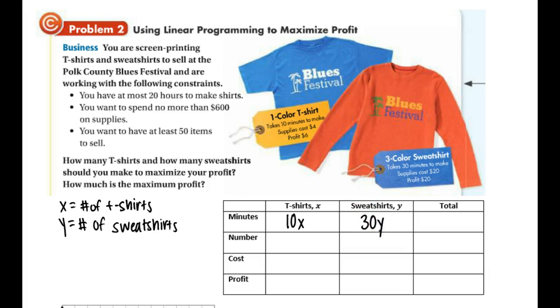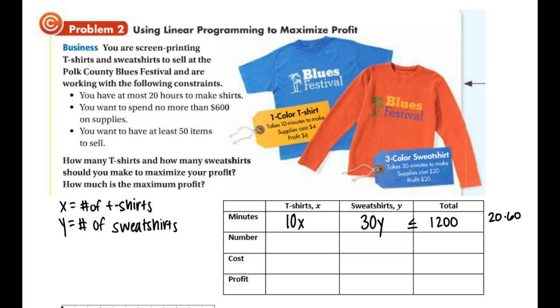And our first constraint said we have at most 20 hours. Hopefully you're realizing that the units are different, minutes versus hours. So in order to make the total into minutes, we just need to multiply 20 times 60, and that gives us 1,200 minutes. So here is our first row complete, and the symbol that we want to use is going to be less than or equal to, because we do not want to go over the 20 hours, also known as the 1,200 minutes.